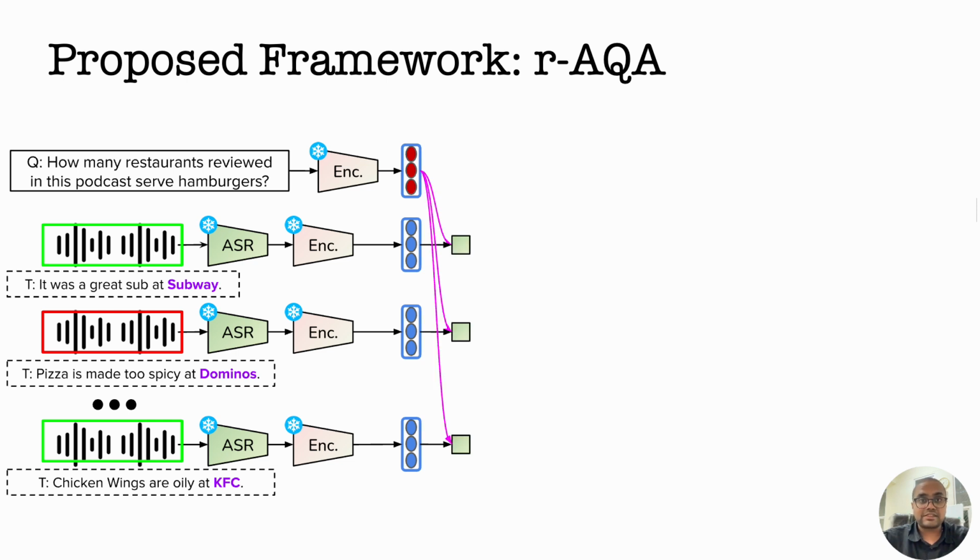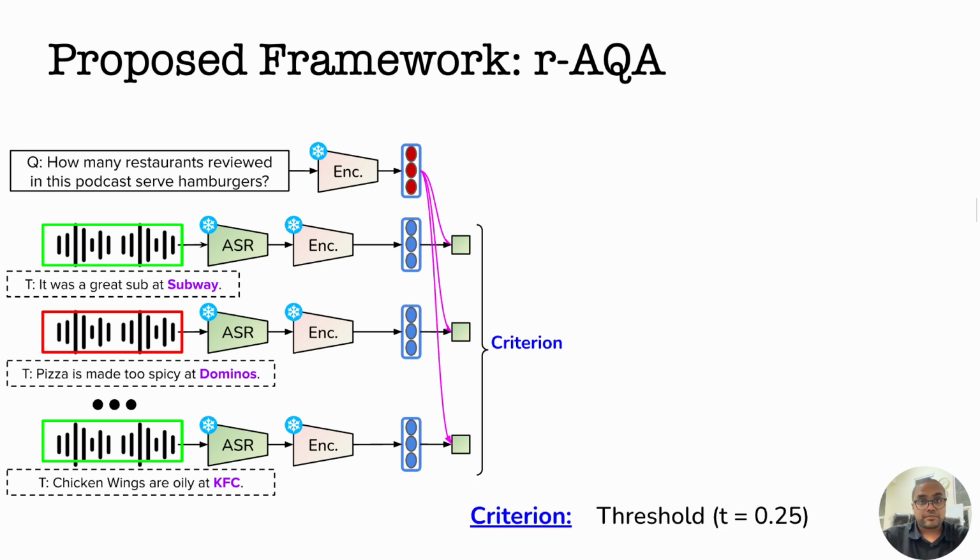And once the embeddings are obtained, we compute the cosine similarity scores for each of the ASR text embeddings with that of the question embedding. And once the scores are computed, we employ a threshold criteria to choose only those samples which satisfy the criteria. So the criteria here is a threshold of 0.25. So only those samples with score greater than 0.25 are chosen as the relevant samples, while the ones that do not make the cut, we discard them as the irrelevant samples.